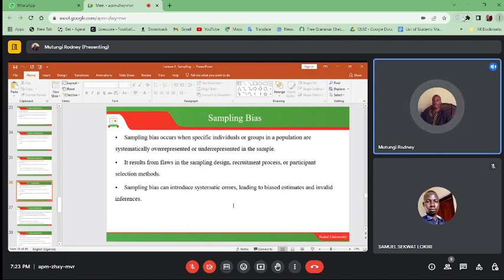It also can occur because of the recruitment process or participant selection methods. So you might hire some research assistants for your study as an M&E professional, and then instead of using these sampling methods, they go out there, especially if you hire those who are natives, and select people that they know, okay? So if they select people that they know and leave out those that they don't know, you will have this sampling bias, okay?